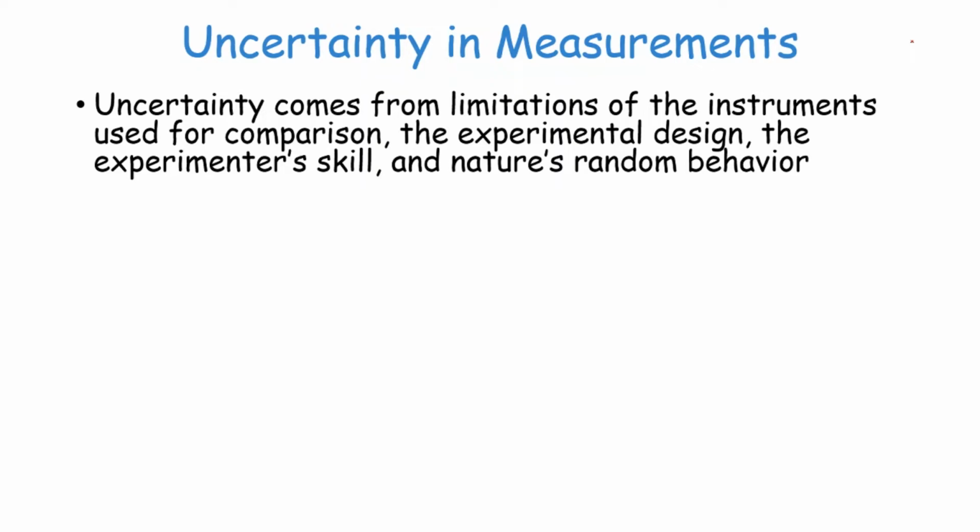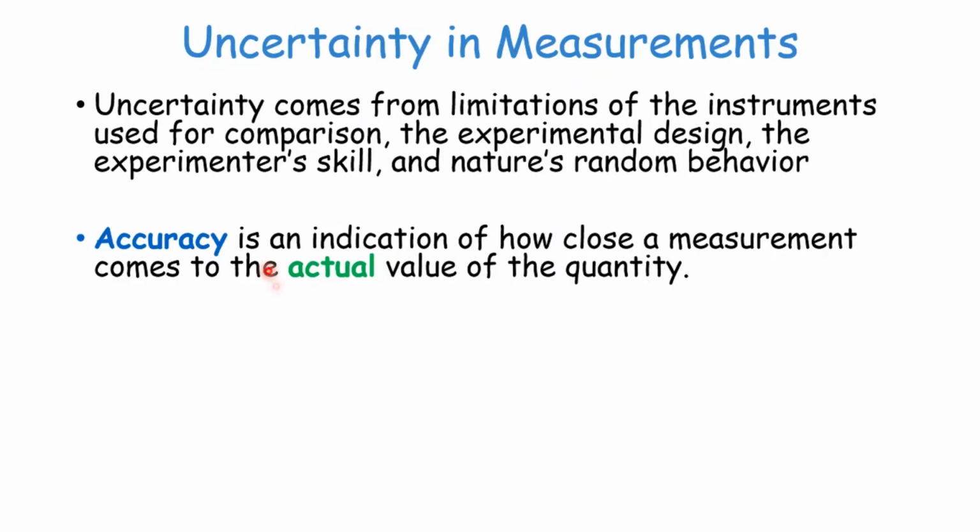So let's talk about uncertainty in measurements. Why can you have errors? Of course, there are so many reasons. The instrumentation quality may not be the same, or your experimental design may not be good, or the operators' or experimenters' skill may not be there. And there's something we absolutely cannot control, which is nature's random behavior. We call that random error in this case.